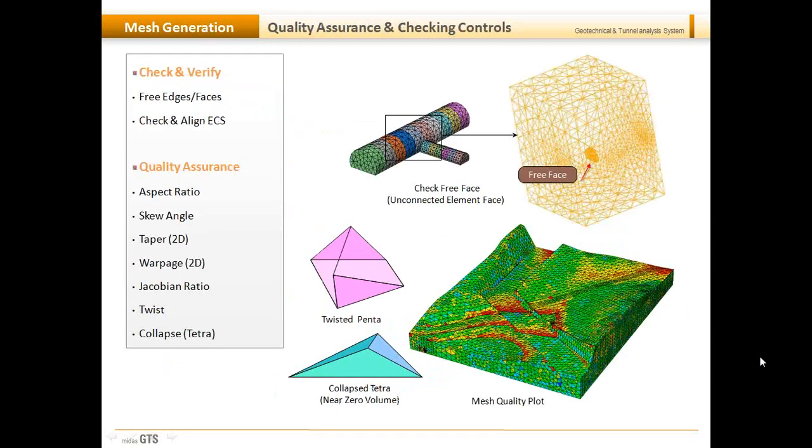Then once we are done with the generation of the mesh, we also need to check for its quality. So for that, we have features for checking the aspect ratio or the Jacobian, which is essential for the quality assurance of plate or shell elements, and the skew angles. We can also check for the free edges or faces, and absence of free edges or faces would ensure a proper mesh generation.